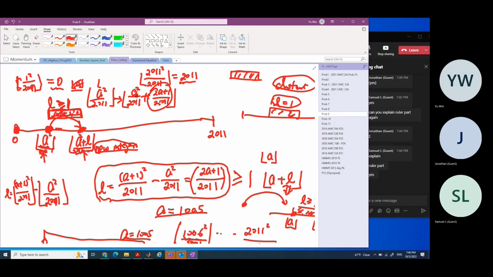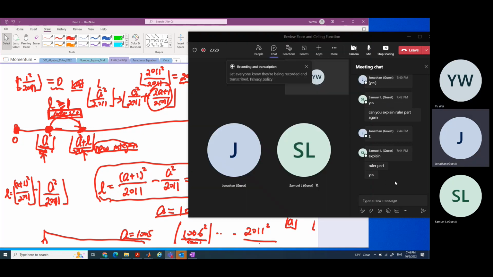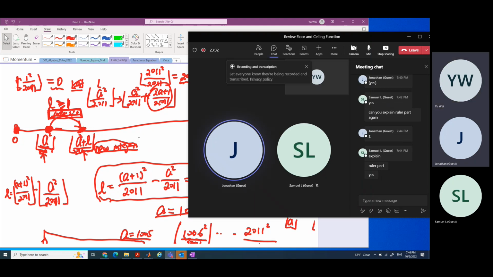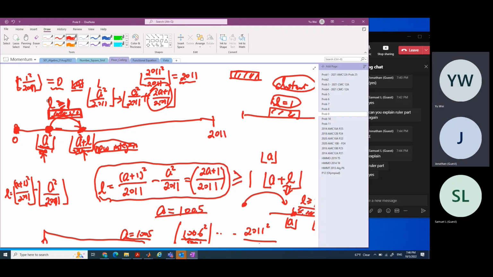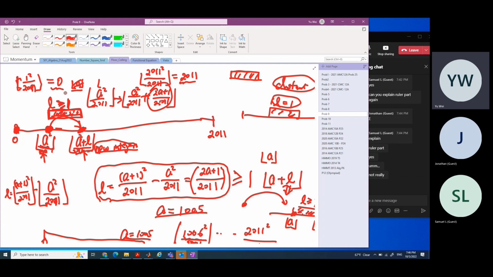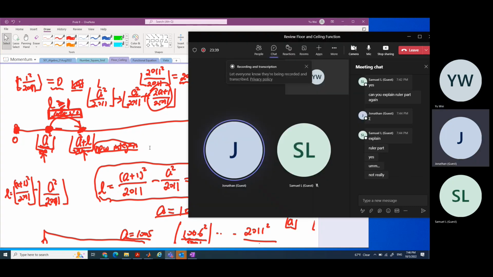Did you get it? Any questions, Sam? You get it? Okay, so since you get it, now you can see the ruler length is critical. Not really.